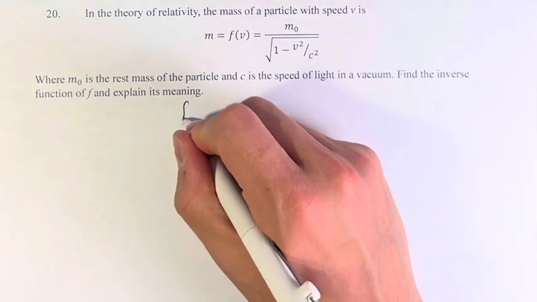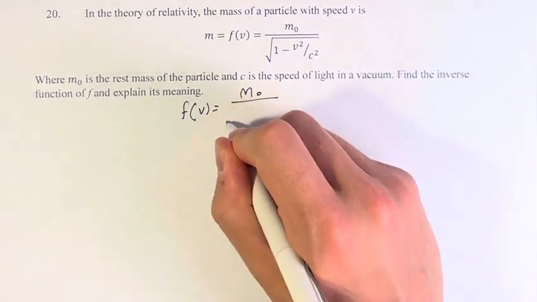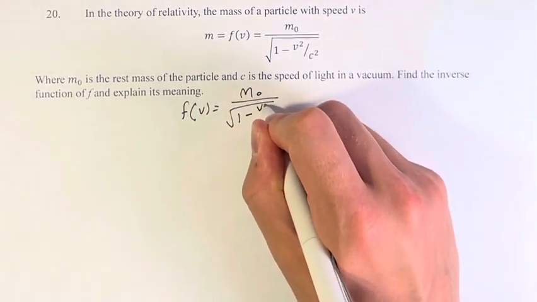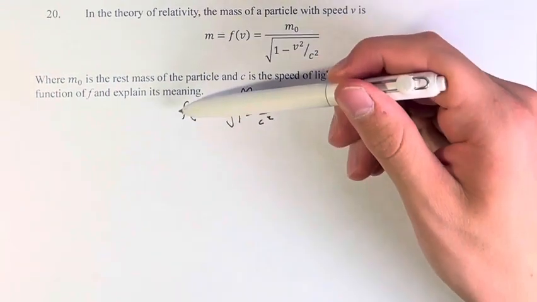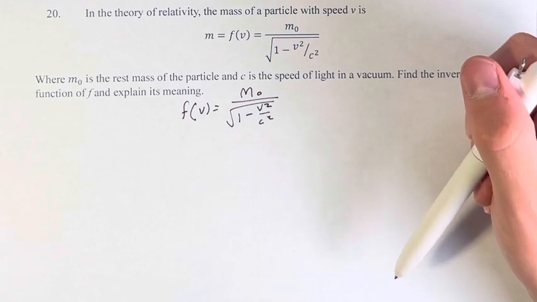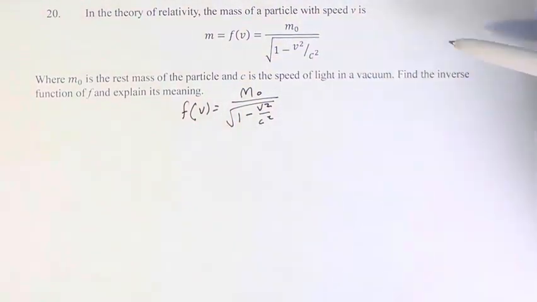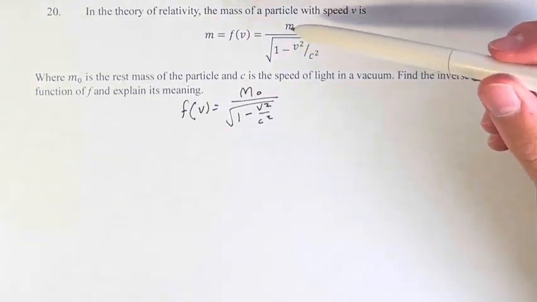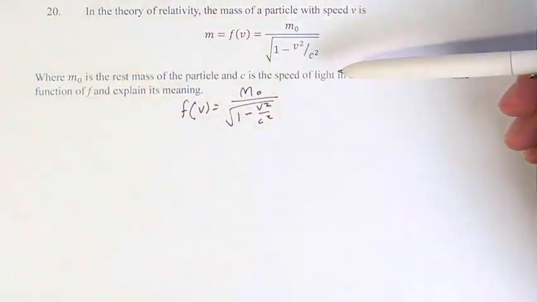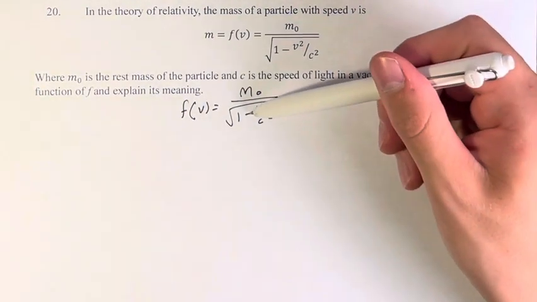So if we have f of v equals m naught over the square root of 1 minus v squared over c squared, this is a function f of v. So the inverse function is going to be v as a function of f. The standard way would be to switch the variables and then solve. But because we're dealing with real life variables, we're just going to solve for v straight up.